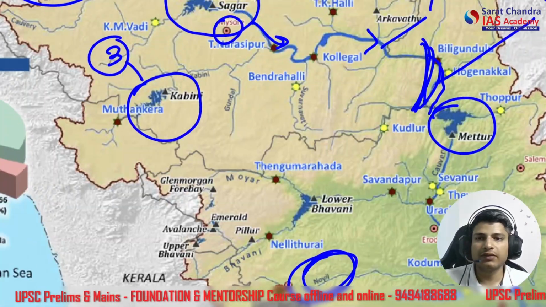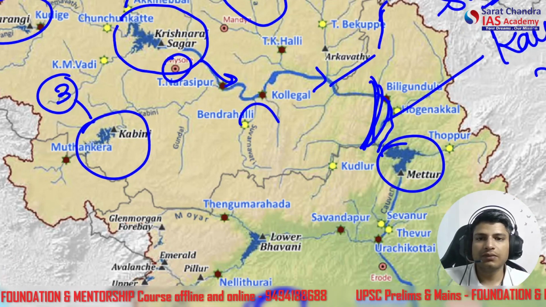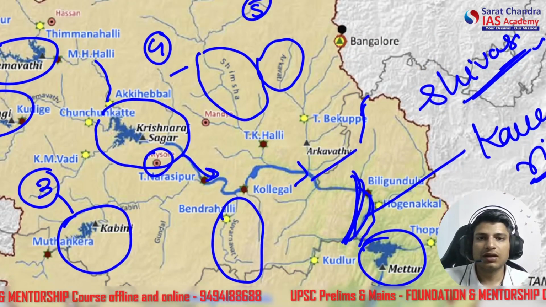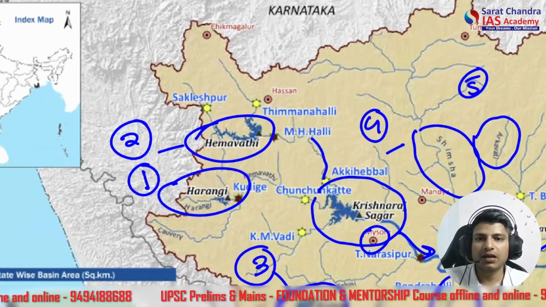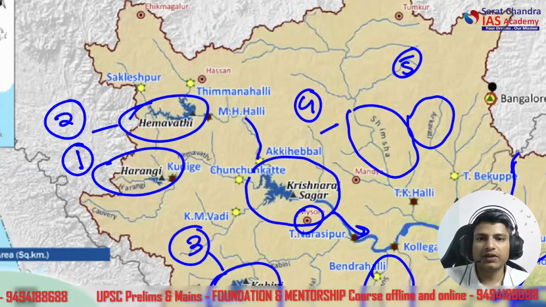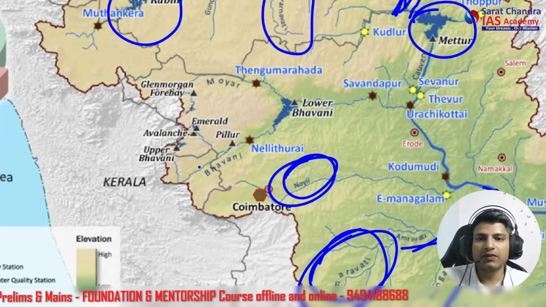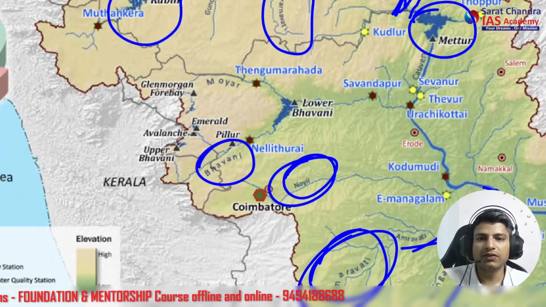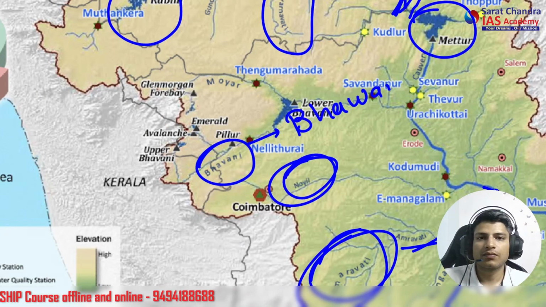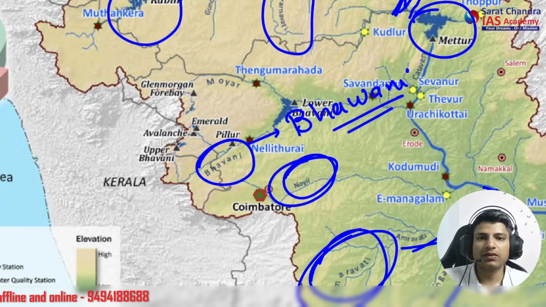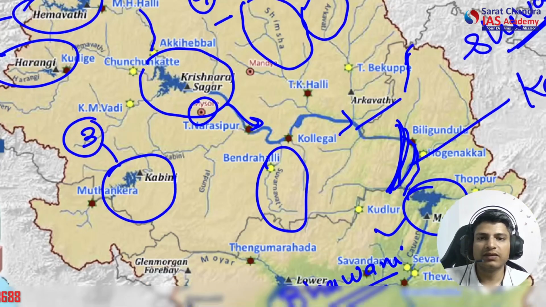Alright, so what else we see here? The Swarnavati river, again important. Arkavati river here, Shimsha river here, Krishnaraja Sagara dam here, Hemavati here. Alright, all of these are very important rivers. So I hope the map is clear now to you. One more important river is Bhavani. Yes, we had missed this. So Bhavani river is very important. After the Mettur reservoir, it joins this Kaveri river. Alright, Mettur is here. This is in Tamil Nadu.